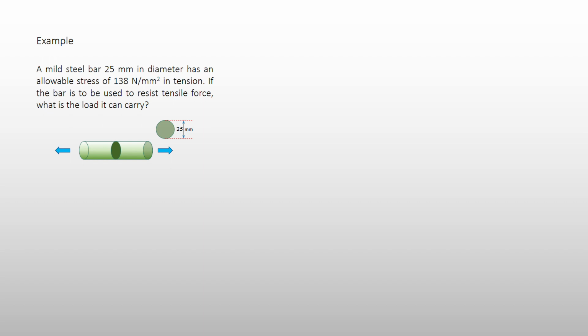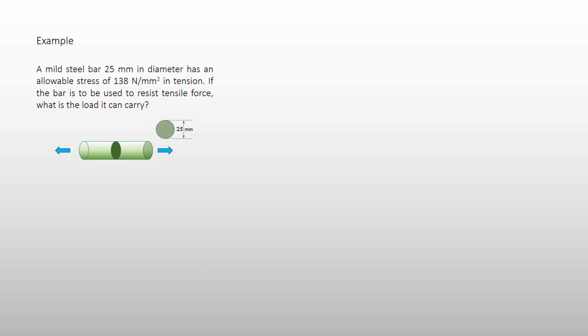It's an easy question. A mild steel bar of 25 millimeter in diameter has an allowable stress of 138 Newton per millimeter square in tension. So the units given here are Newton over mm square, and the diameter is in millimeter. Remember that if you were to convert any of these to meter, make sure the stress also is converted to meter square.